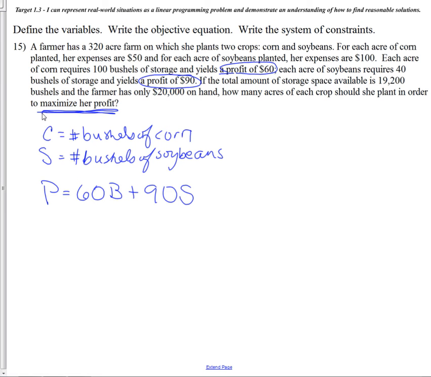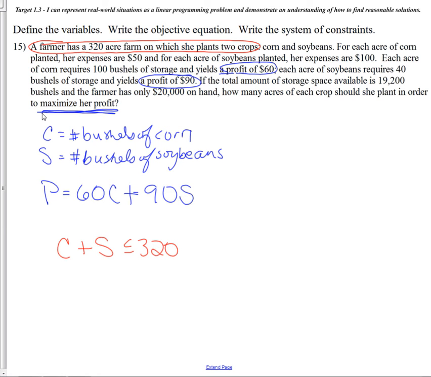For an acre. All right, so now we need to talk about the constraints. So the first constraint that I see is right here. 320 acres of farmland. Can't go over 320 acres. All that means is that the number of acres of corn and the number of acres of soybeans, when you add them up, have to be less than or equal to 320 acres.